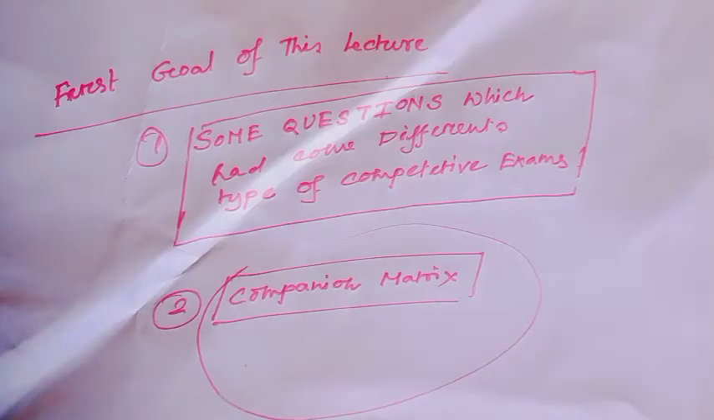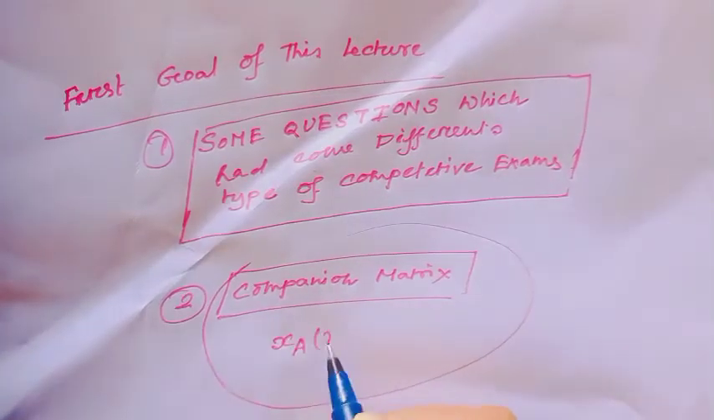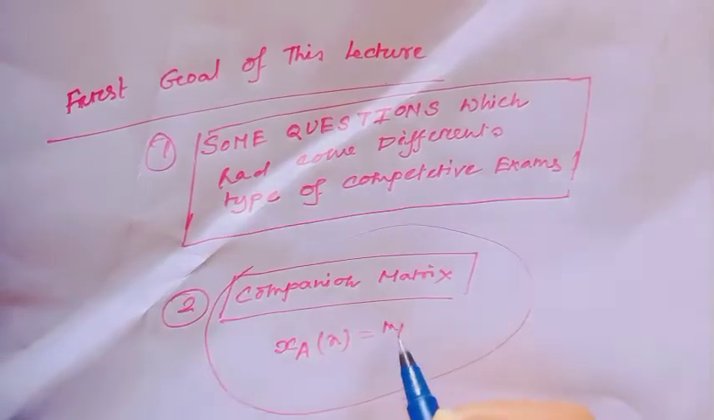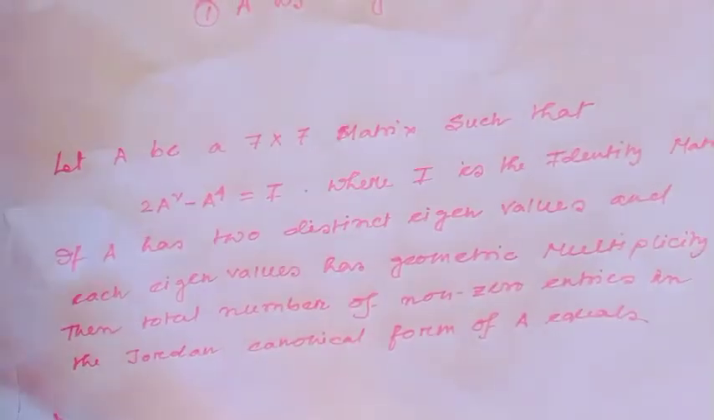This is actually a very special type of matrix. In this matrix, the characteristic polynomial and the minimal polynomial are always the same. And there exist many properties of the companion matrix which are very important for any competitive exam. See one question which had come in the GATE exam.